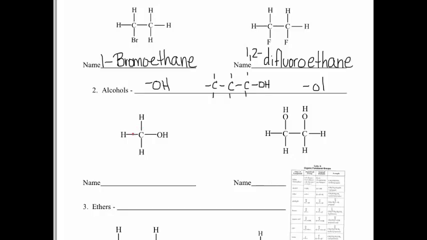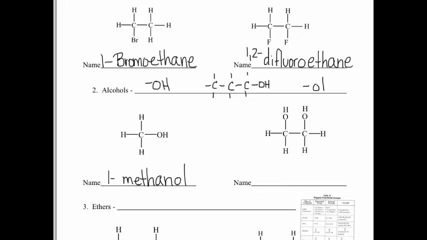Our first example here, we have just 1 carbon. We would normally name that methane. We're going to drop the E and add an OL. Theoretically, you could give the address. This one, you don't need it. All right, let's try this other one.